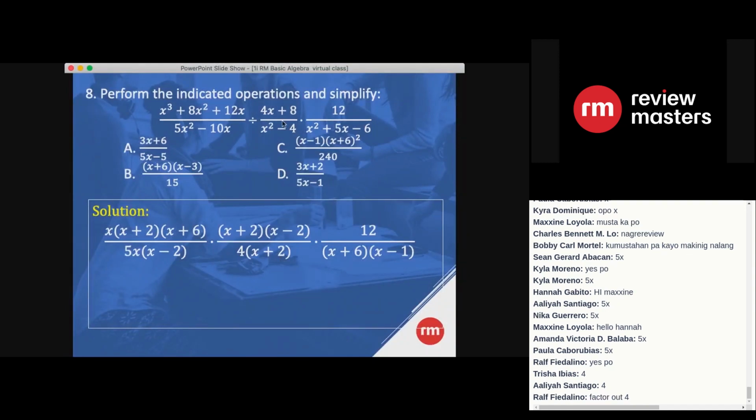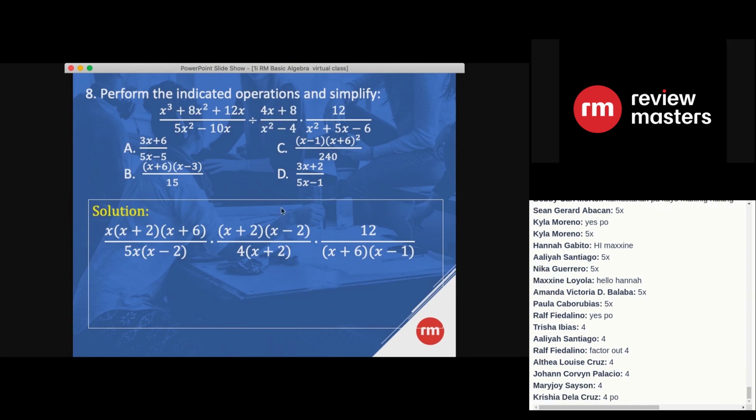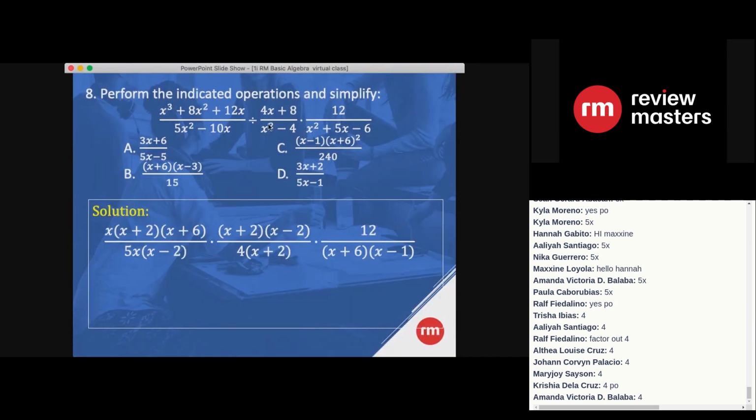Okay? And then dito naman tayo, itong denominator ngayon will become your numerator. Kasi division, di ba, pinagbabaliktad natin ito. So this denominator will become your numerator here. So ano yung factors ng x squared minus 4? This is the difference of 2 squares. So therefore, the factors of this would be x plus 2 times x minus 2. Okay? Times 12. So 12 is as is kasi wala naman na tayong ipa-factor dyan. Over x squared plus 5x minus 6. So when you factor this out, the factors would be x plus 6 times x minus 1.